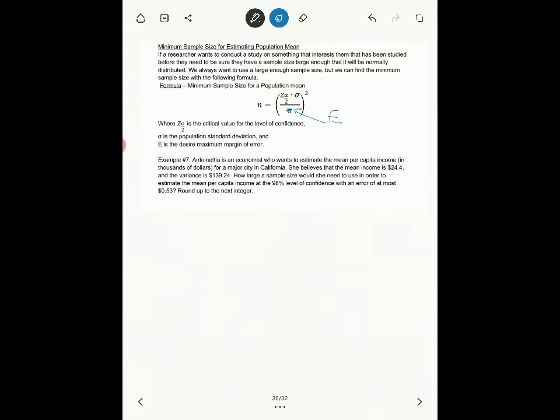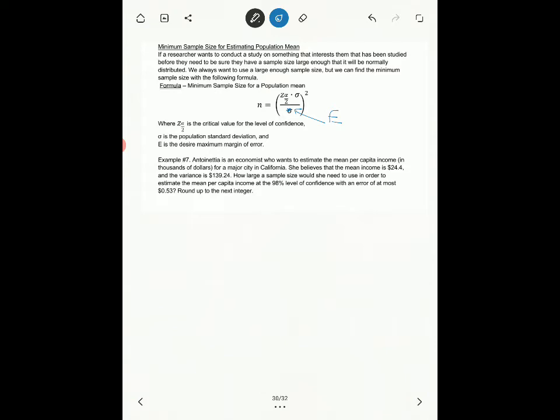Example number 7. Antoinetta is an economist who wants to estimate the mean per capita income in thousands of dollars for a major city in California. She believes that the mean income is 24.4 and the variance is 139.24. How large a sample size would she need to use in order to estimate the mean per capita income at the 98% level of confidence with an error of at most 53 cents? Round up to the next integer. We always round up for these. We always go up to the next integer. Even if it's 27.000001, it's going to be 28.